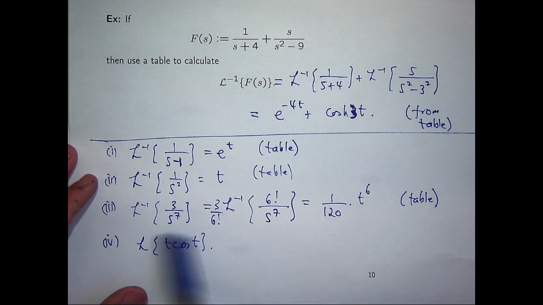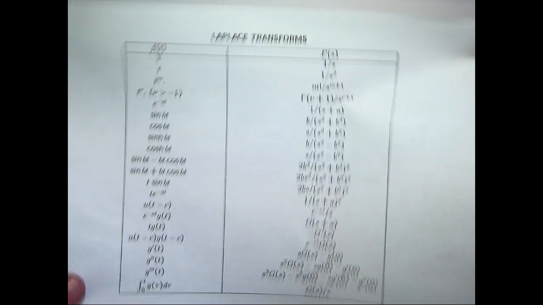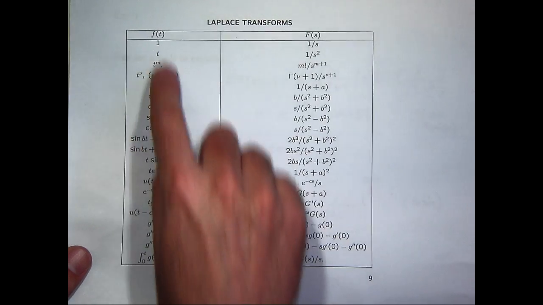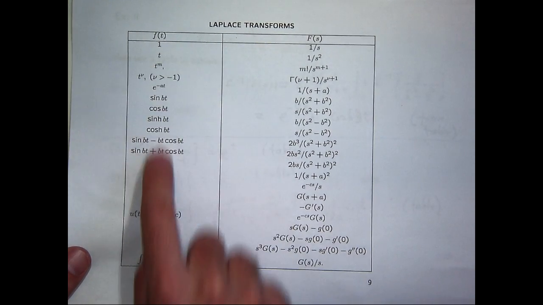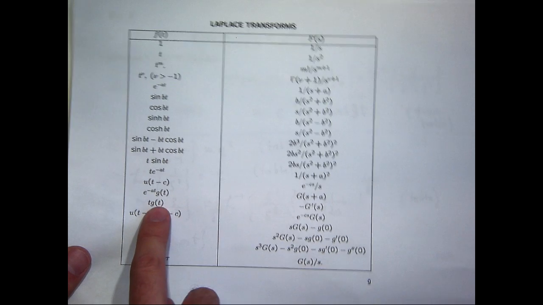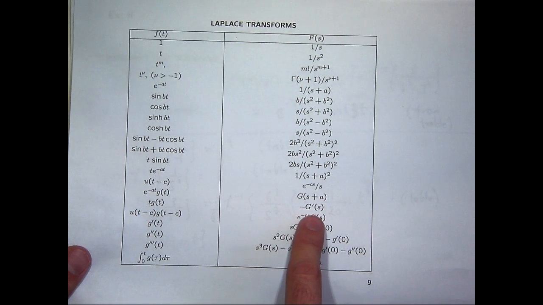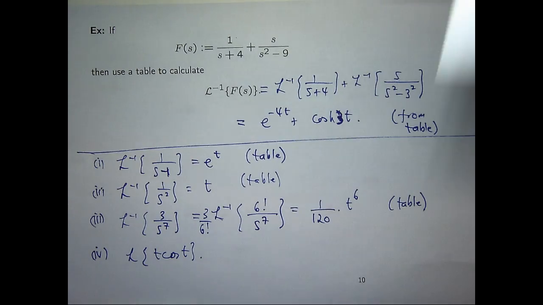Calculate the Laplace transform of t cosine t. And you might think, oh, hang on, I can't do that. Well, if you look down the table, do I see t cosine t anywhere? No, but I have that. I have t g of t. The transform of that is just minus G prime of s, where big G is the transform of little g.